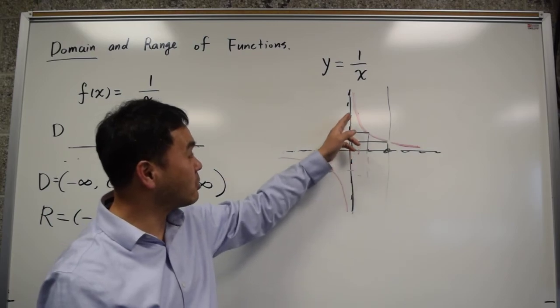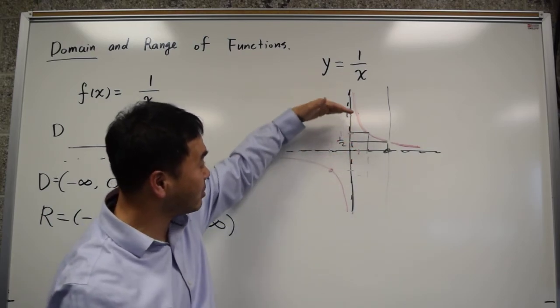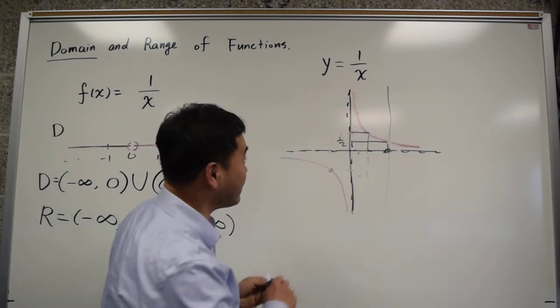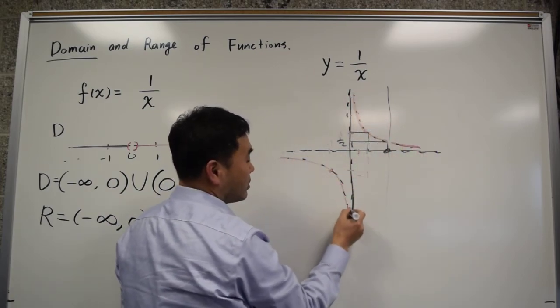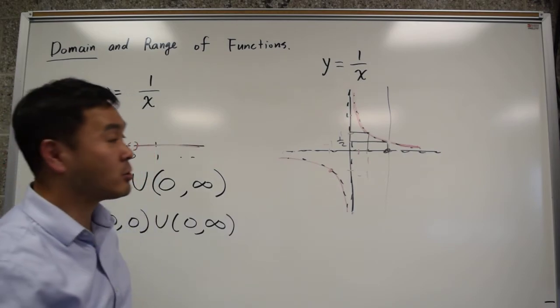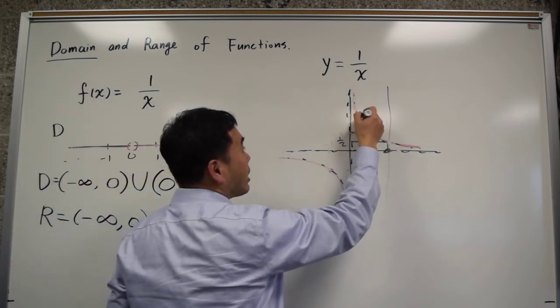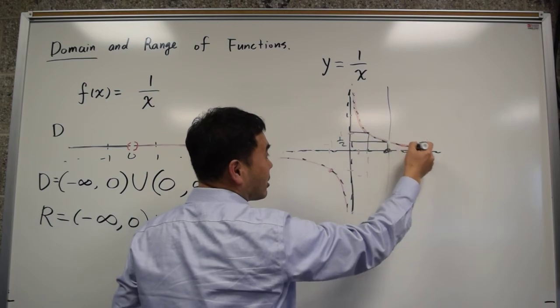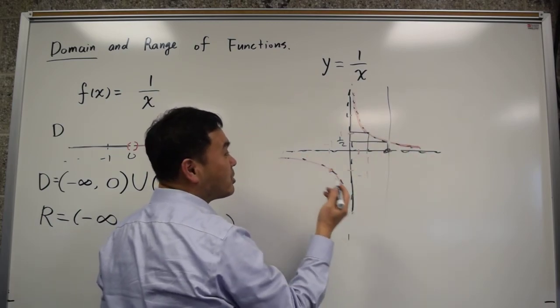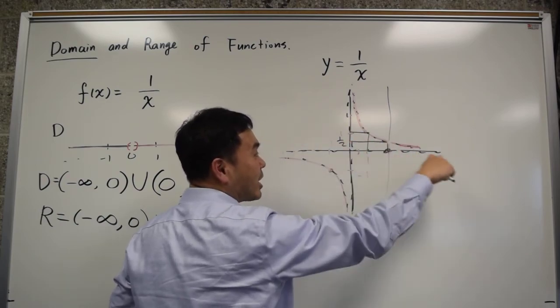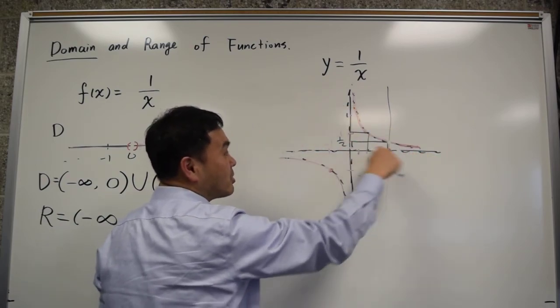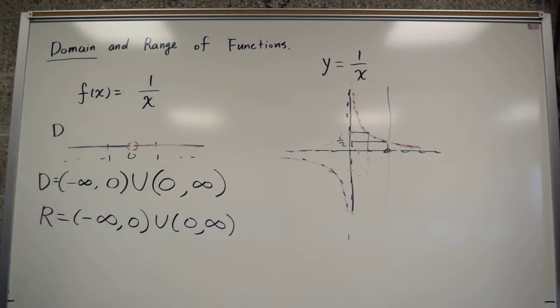Same thing on the y-axis. As I said, the height of every point on this graph is the range. It's the y value. So the y value can go up, up, up, and down, down, down. The only thing that it misses is this horizontal line. This horizontal line does not meet the graph. Therefore, this horizontal line is not in the range. So that's how you figure out the domain and range. Did that make sense?